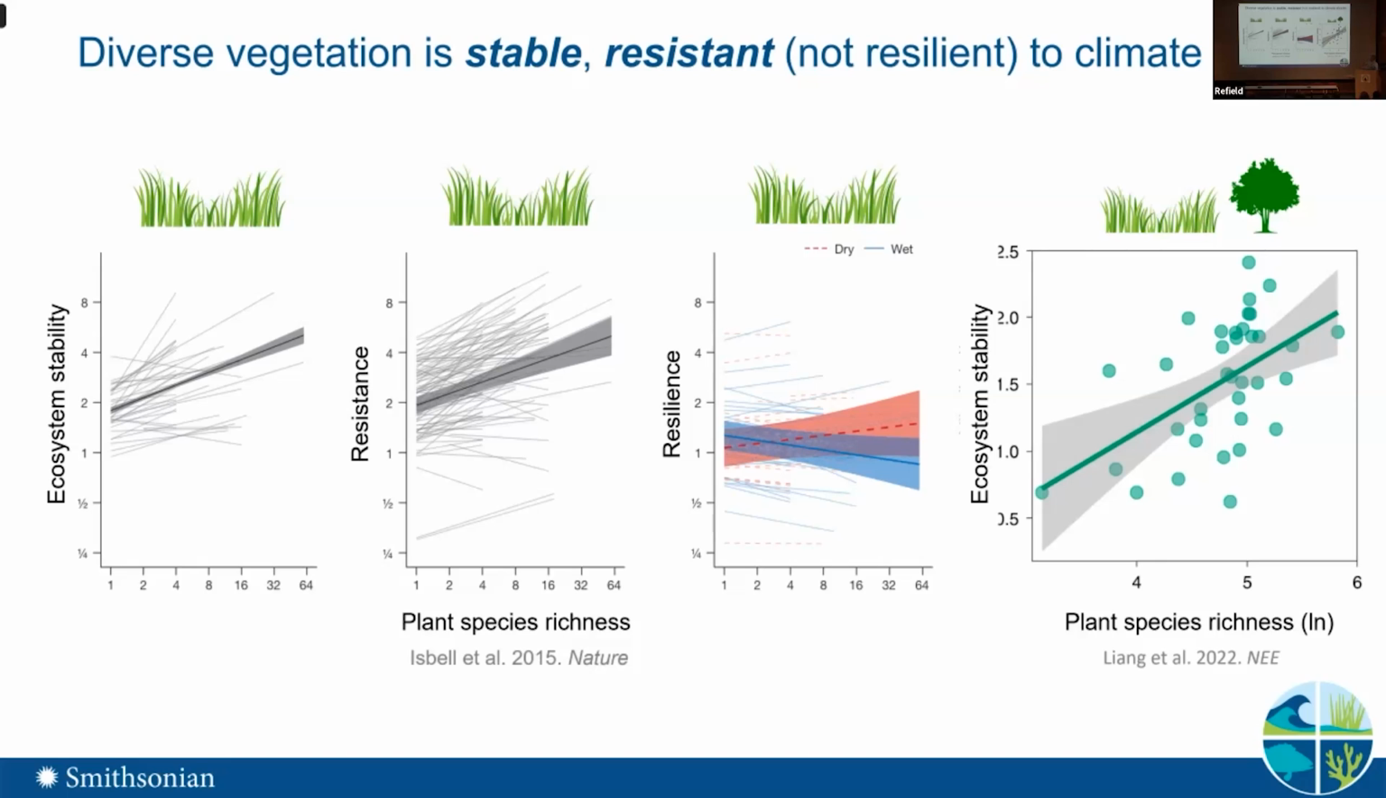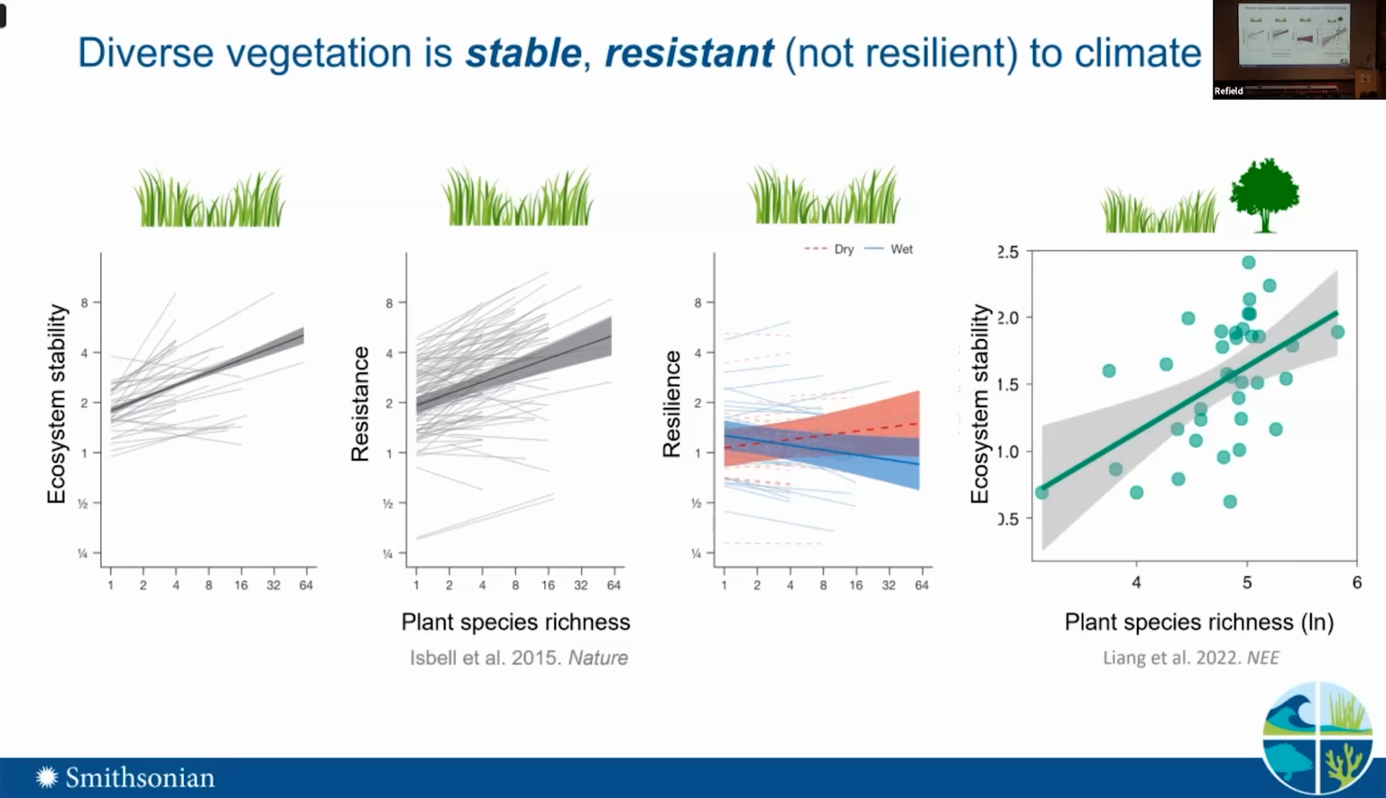And the short answer is that diverse vegetation tends to be more stable through time and also more resistant to climate shocks, meaning that it doesn't change as much when those shocks happen. Not necessarily more resilient. In other words, they did not see evidence that it comes back faster. So what you're seeing here, the small individual gray lines are the trends in individual experiments, and then the means are shown there with the confidence intervals. More diverse vegetation, more stable, more resistant, not necessarily more resilient. The red and blue are for dry events versus wet events. So there is some evidence of resilience to drought in these situations.